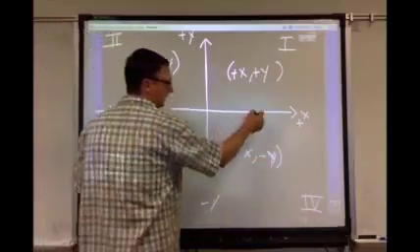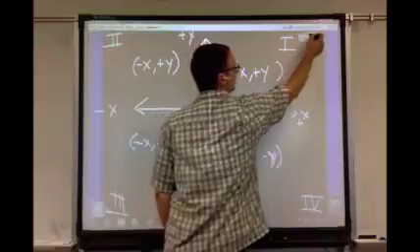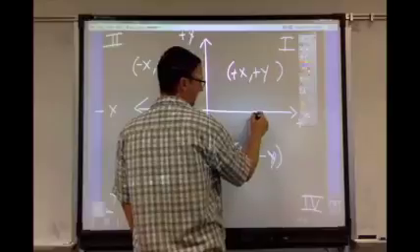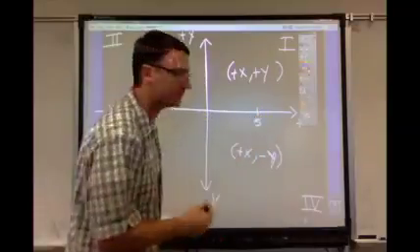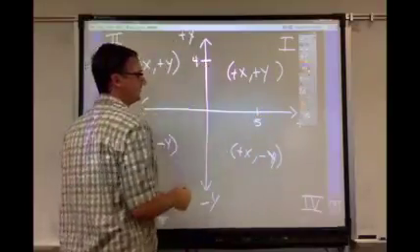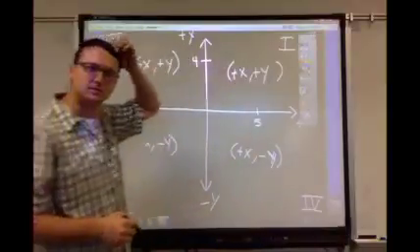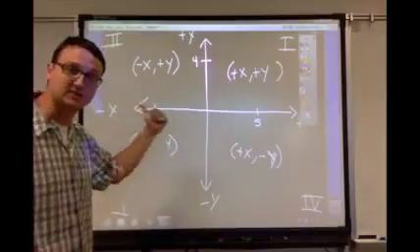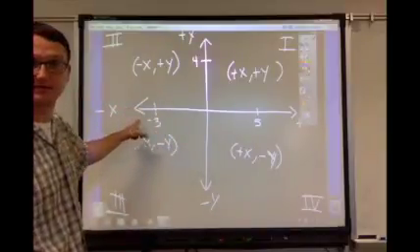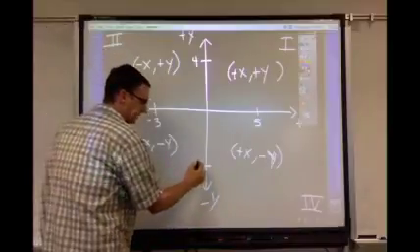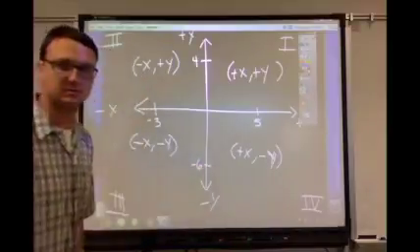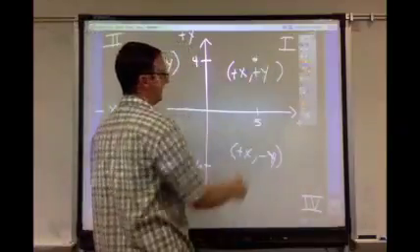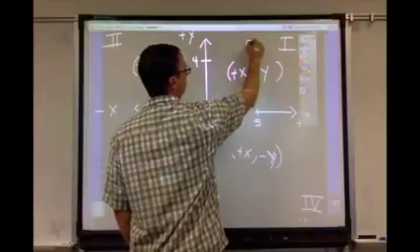So this point here might be 5. Just make it easy. We'll call this 4. Okay, both of those numbers are positive. Over here we might say negative 3 because it's in the x direction, and notice it's a negative x value. And say negative 6. Okay, so we can plot all these points, right? We can say that, oh, there's this point here. It's 5, 4.